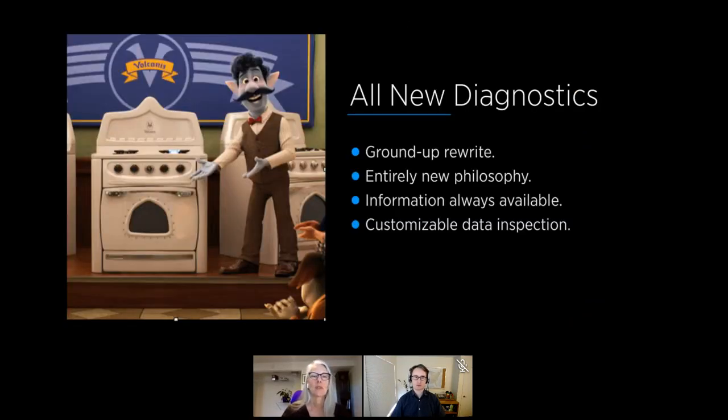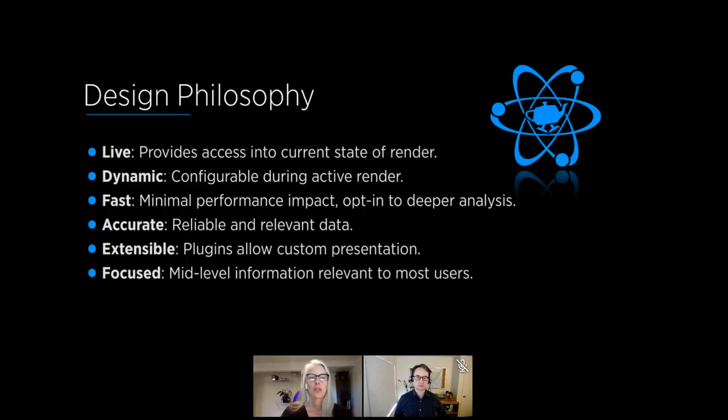So this system was built from the ground up, starting with a whole new way of thinking about stats. We can't know what a user wants to see, how they want to see it, or when. So we wanted to make sure that the data was not only comprehensive, but also always available and allow users to have control over how, when, and what they see. And we broke this philosophy down into 6 specific goals.